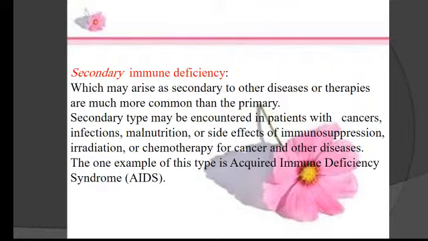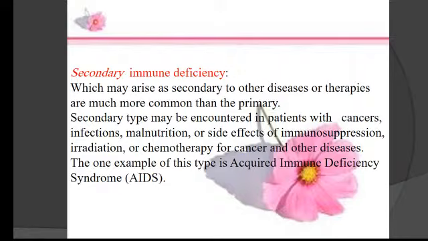Okay, we are back. Secondary immune deficiency, which may arise as secondary to other diseases or therapies, is much more common than the primary. The secondary type may be encountered in patients with cancers, infections, malnutrition, or side effects of immunosuppression, irradiation, or chemotherapy for cancer and other diseases. One example of this type is acquired immune deficiency syndrome, AIDS.